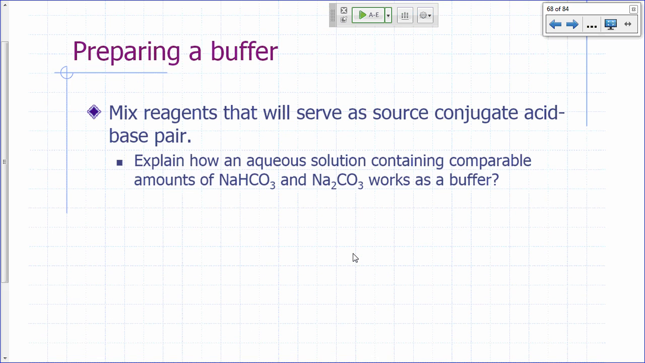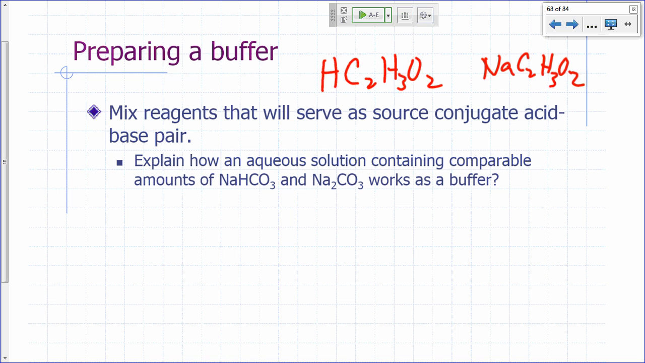So how do you make a buffer? One way is to mix reagents that will serve as a source for the conjugate acid-base pair. An example we just had earlier was acetic acid, HC2H3O2, which is the conjugate acid. And when you add sodium acetate, NaC2H3O2, okay, your sodium acetate will give you acetate ions. That will be the source of your conjugate base.